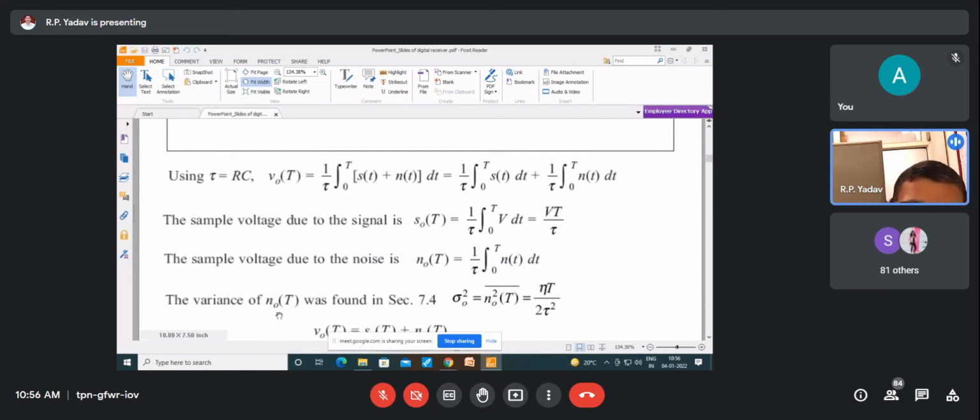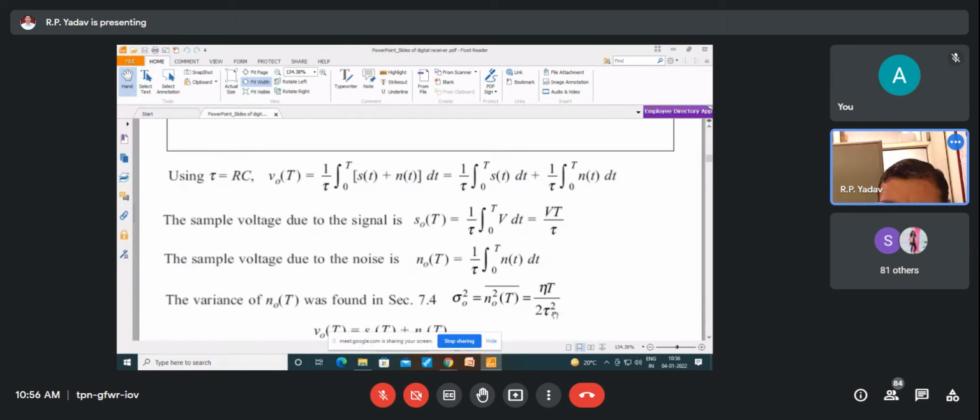If you find the variance of this N0T, why do we call it N0T? Because we are sampling it at the time interval T. So this variance sigma 0 square, that's N0 mean square T, I can write as eta T 2 upon 2T square, at the same interval as I am sampling my signal. So this is the noise the integrator is producing, corresponding to the noise input signal.